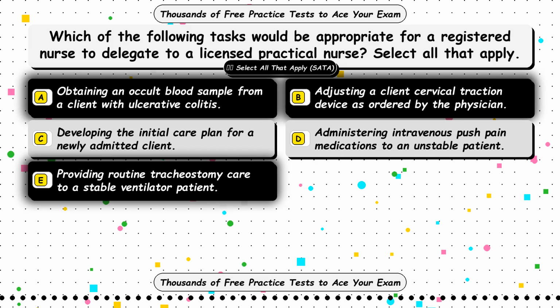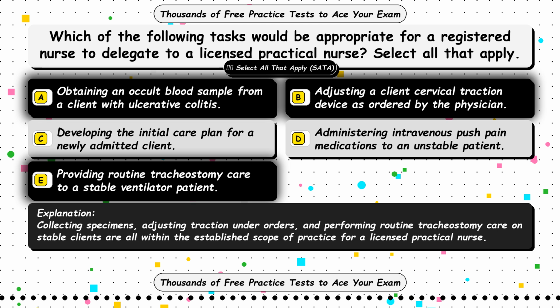The correct answers are options A and B and E. Obtaining an occult blood sample from a client with ulcerative colitis. Adjusting a client's cervical traction device as ordered by the physician. Providing routine tracheostomy care to a stable ventilator patient. Collecting specimens, adjusting traction under orders, and performing routine tracheostomy care on stable clients are all within the established scope of practice for a licensed practical nurse.